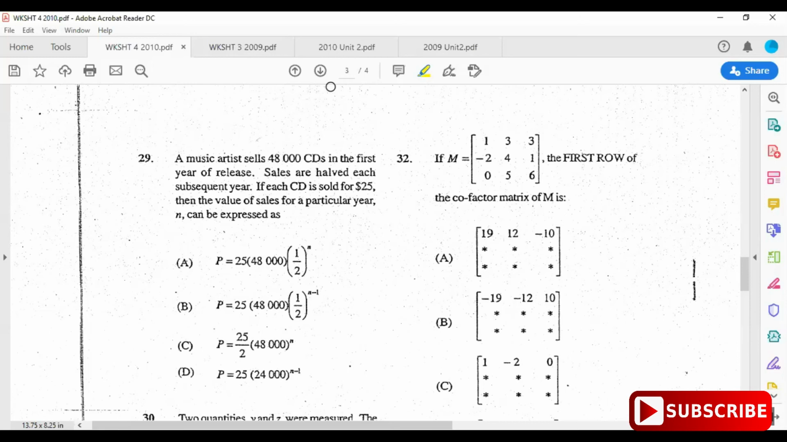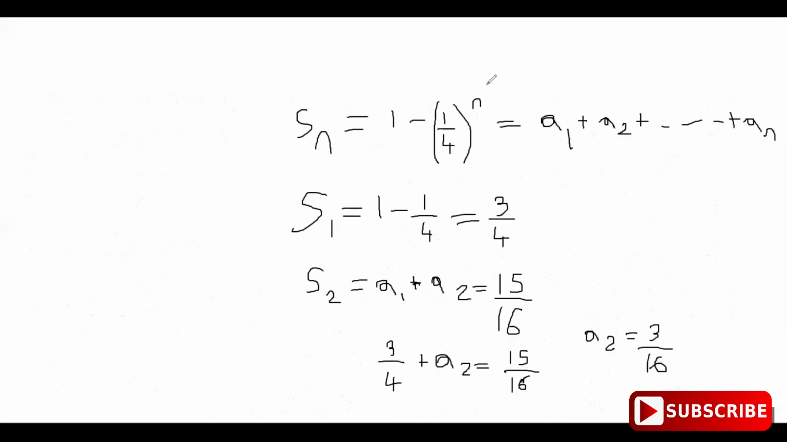Let's write it down. So this is what happened. In the first year he sells 48,000. So I'm just going to use 48, where 48 represents thousands. Then the next year he sells 24,000 because each year it's half. Then the next year 12,000. Then the other year 6,000. Continue. So clearly it's following a geometric progression where the common ratio r is 24,000 divided by 48,000, 24 over 48, which is a half. So the common ratio is a half.